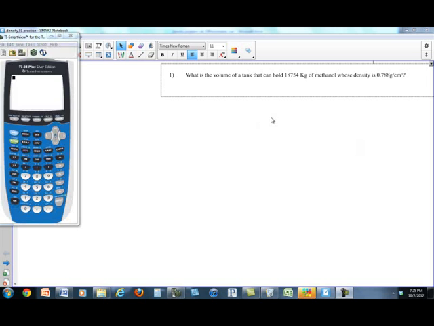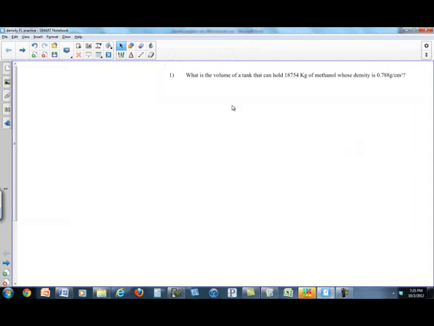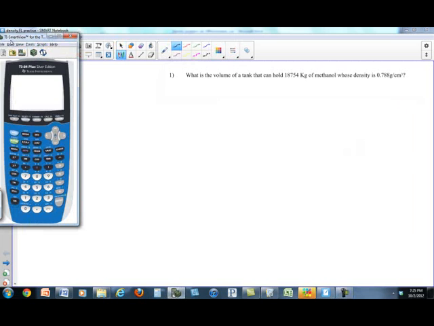Okay, in this podcast we're going to do some pretty basic factor label, using some density problems. So let's start off by, let me get my calculator back up and tell it to always stay in front. Okay, so I want to know what's the volume of a tank that can hold so many kilograms of methanol with a density of this.